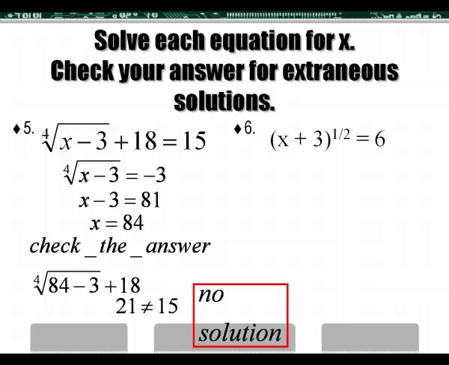Number 6, a power of 1/2 is like having a square root. So to get rid of the power of 1/2, you're going to raise to the power of 2, or in other words, you're squaring. X plus 3 is left on the left side. 6 squared is 36 on the right side. We're going to subtract 3 from 36 to get 33 for a final answer.